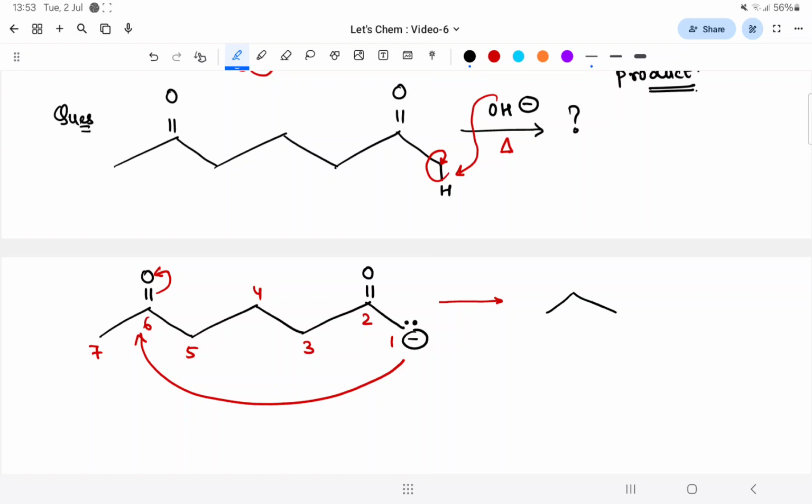It's going to be a 6-membered ring for sure. The second one has the carbonyl carbon. This is your first, 2, 3, 4, 5, 6, if I am not wrong, has an oxygen with a negative charge, and it has one group like this.